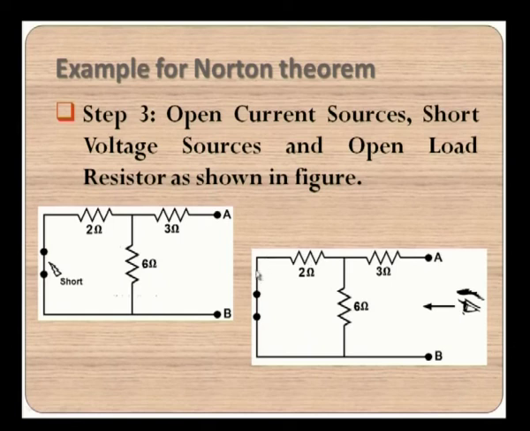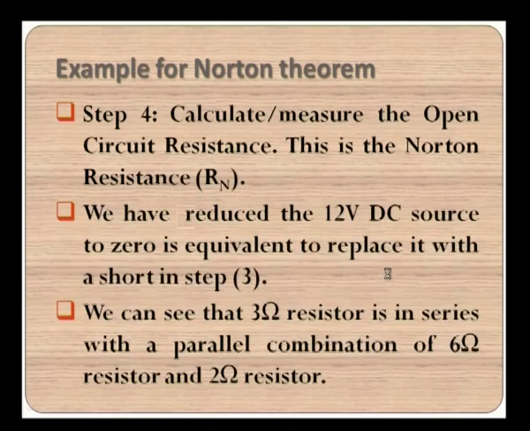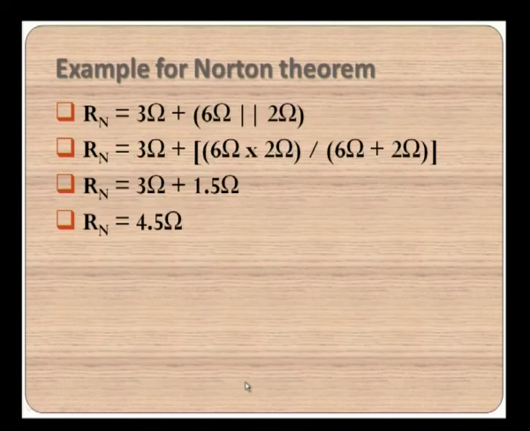The 6 ohm and 2 ohm are in parallel, that is in series with 3 ohm. So, that is what is done here. To reduce that, we have reduced the 12 volt DC source to 0 by short circuiting, and as I have mentioned, the 3 ohm and 6 are in parallel, which is in series with the 2 ohm. So, that is calculated here as 4.5 ohm.